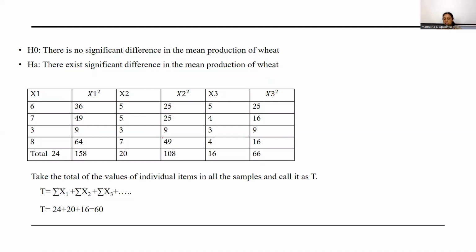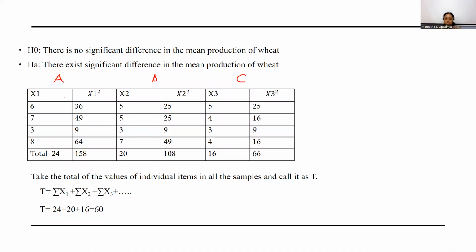Now let us construct a table. X1 is the variety A samples, whatever we have taken from the 4 different fields. X2 represents the variety B samples we have taken from the 4 different fields. Similarly, X3 represents the samples obtained from the 4 different fields for the variety C. Let us consider the sample X1 and also calculate X1 square for each sample. Similarly, let us calculate X2 square and X3 square for each sample obtained from the 4 different fields.